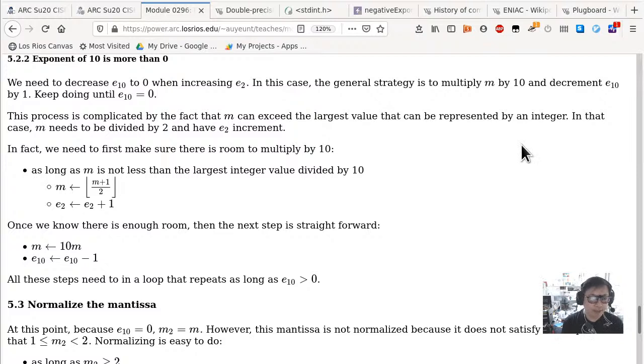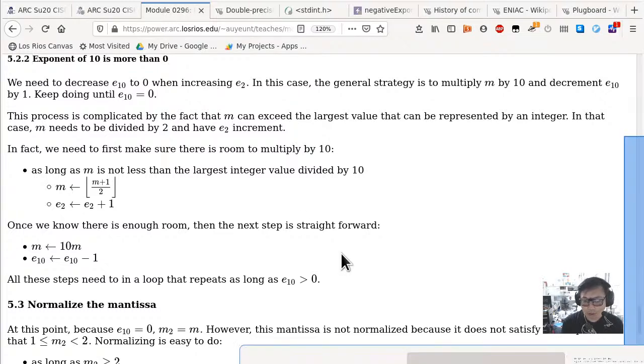Today's remaining topic for double precision floating point number is: what if the exponent of 10 is more than 0? Then what are we going to do with it? It depends on how much more than 0 it is. If it's just a little bit more than 0, it's no big deal, because we can always multiply the mantissa by 10. Every time we multiply the mantissa by 10, we can decrease the exponent of 10 by 1, because we want to preserve the value being represented. But beyond a certain point, that's not going to work. Let me show you what I mean.